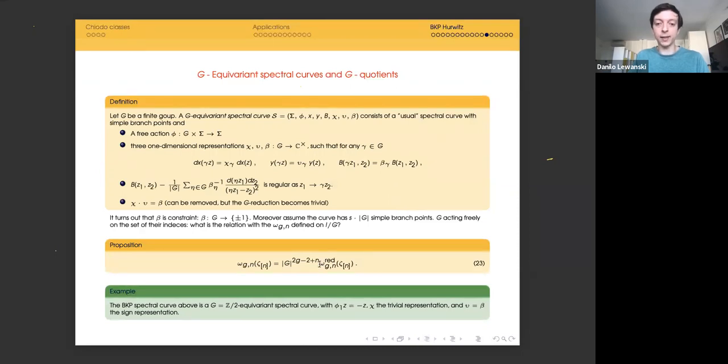And what is interesting is that the correlators of the reduced spectral curves are equal to the correlators of the non-reduced, and the only difference is a prefactor. And this prefactor is the cardinality of the group that acts to the power 2g minus 2 plus n. And our spectral curve is just a Z over 2 equivariant spectral curve.